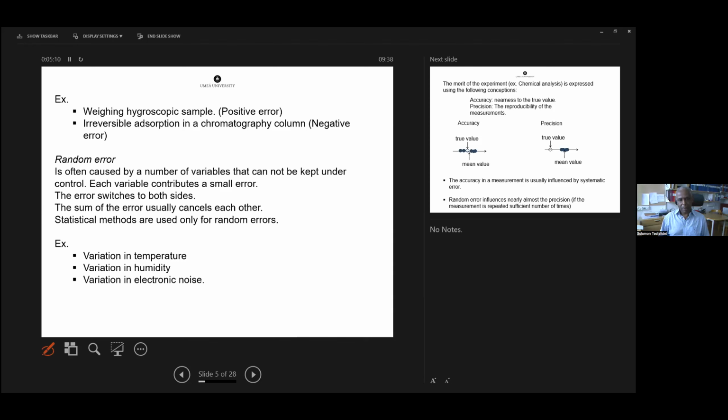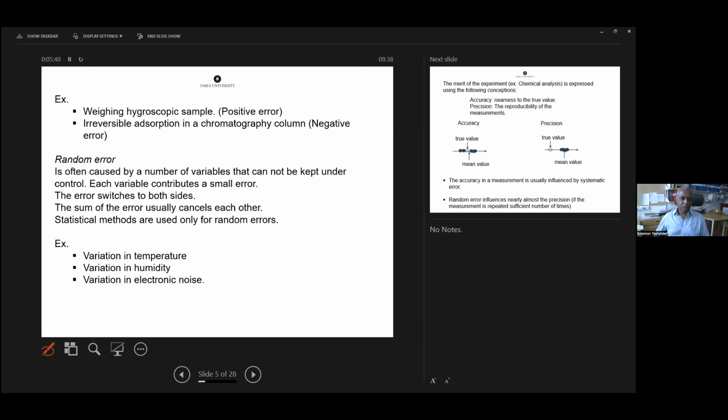Chromatography is a sort of separation method. Maybe most of you are well acquainted with that. You have liquid chromatography and gas chromatography. We have a stationary phase which will interact with the sample. If it interacts with the sample irreversibly, then it will keep the sample components, and they will not come out in a reasonable time. Then you have a negative error that way.